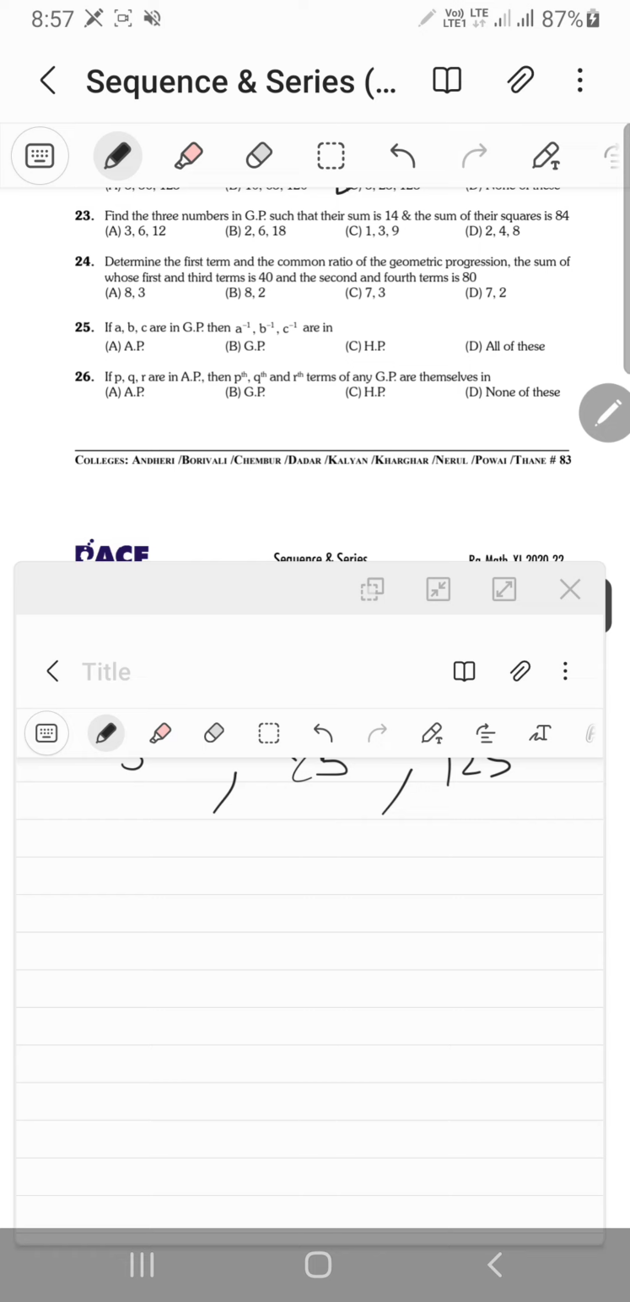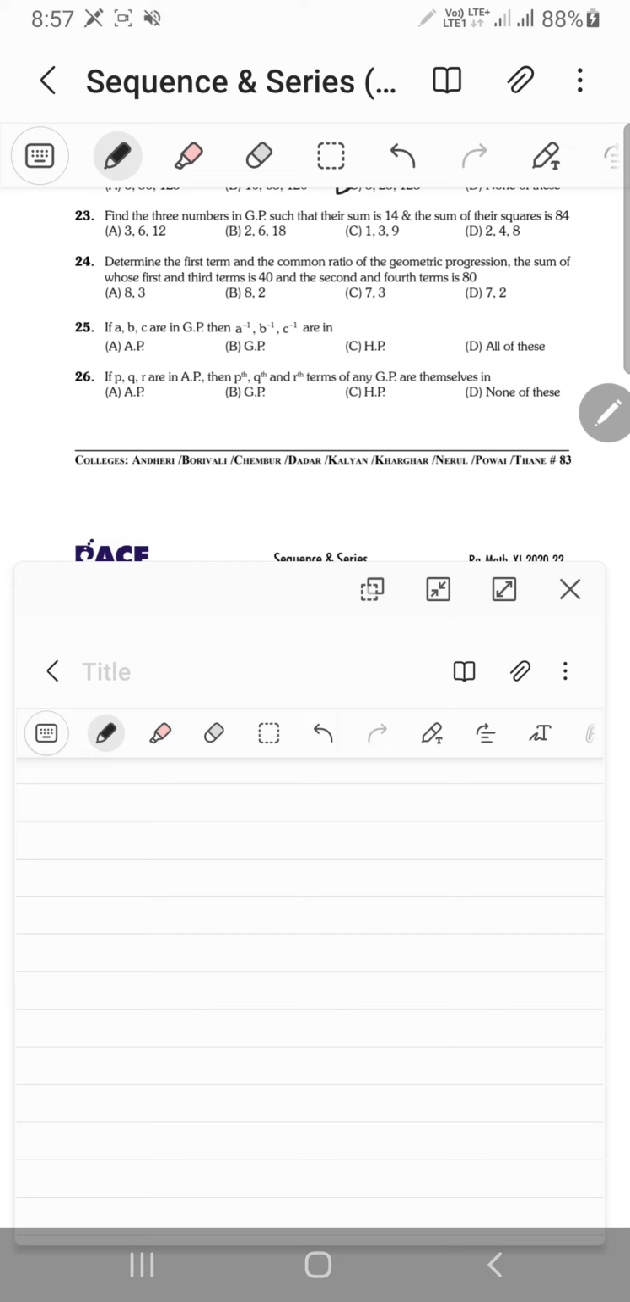Find the three numbers in GP such that their sum is 14, and the sum of their squares is 84. Oh, I mean, we can just go with options, because why even bother to do everything?